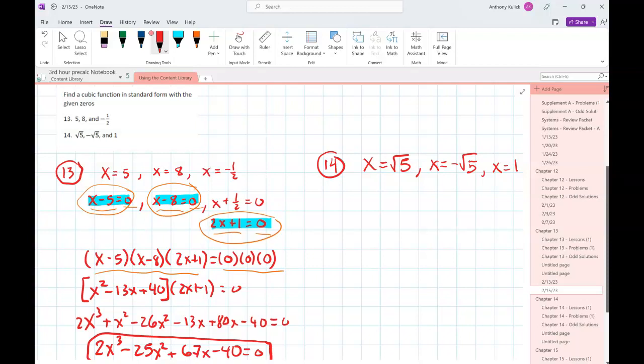Can you please explain how to do number 9? We're going to finish 14 first, and we'll circle back and do 9.